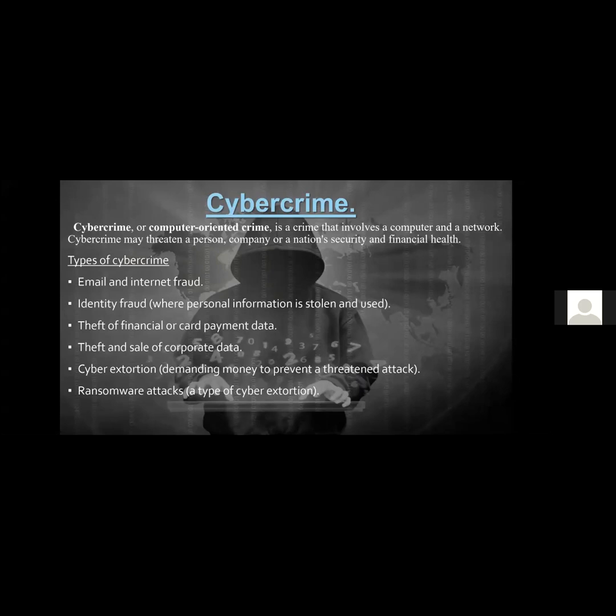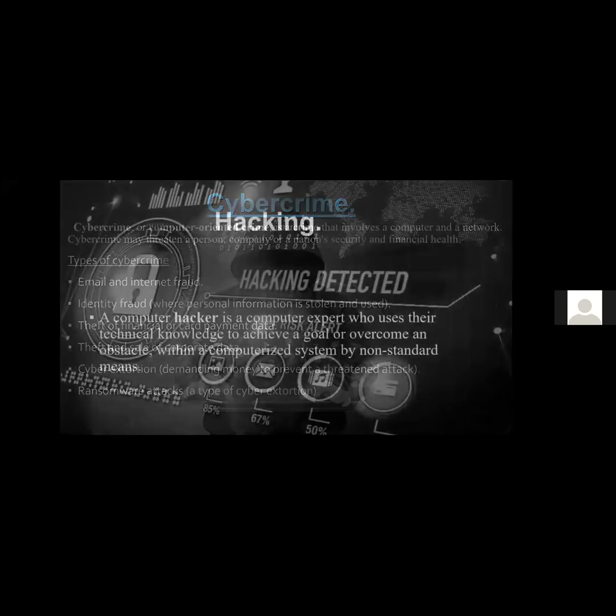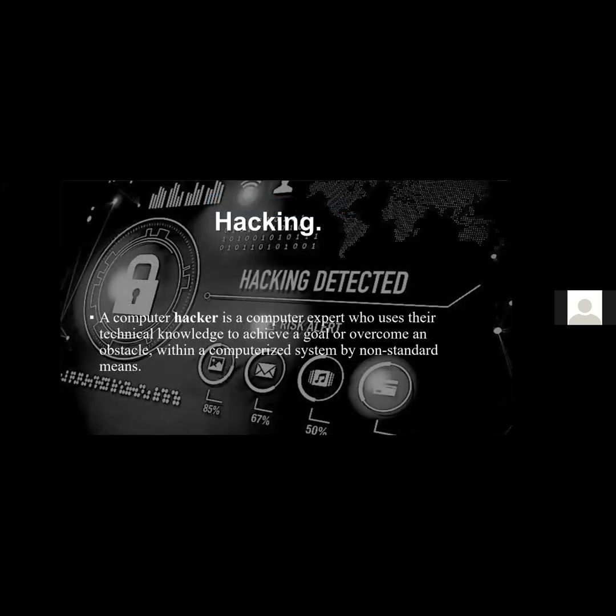There are disadvantages of internet too, which is cybercrime. It is a computer oriented crime. This crime involves a computer and network, and cybercrime may threaten a person, company, or national security and financial health. Types of cybercrime: email and internet harassment, theft of financial and card data, theft and sale of corporate data, cyber extortion, and ransomware extortion is also a type of extortion. Hacking is also one of the key drawbacks of internet.